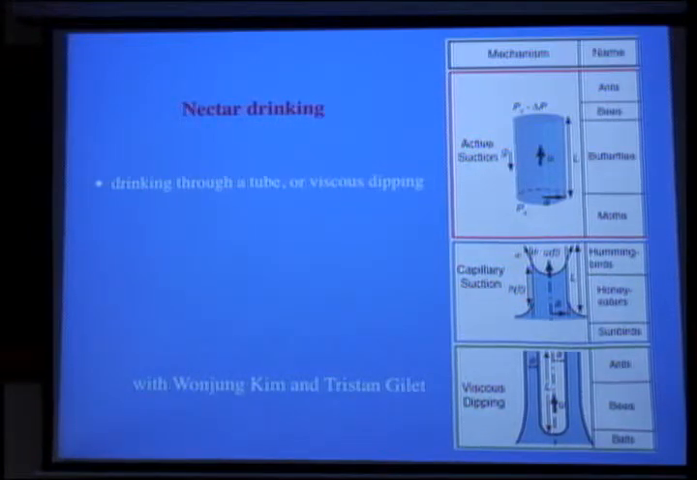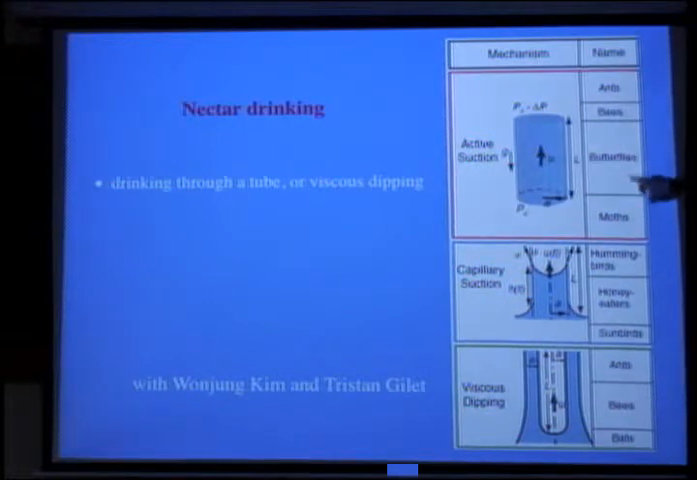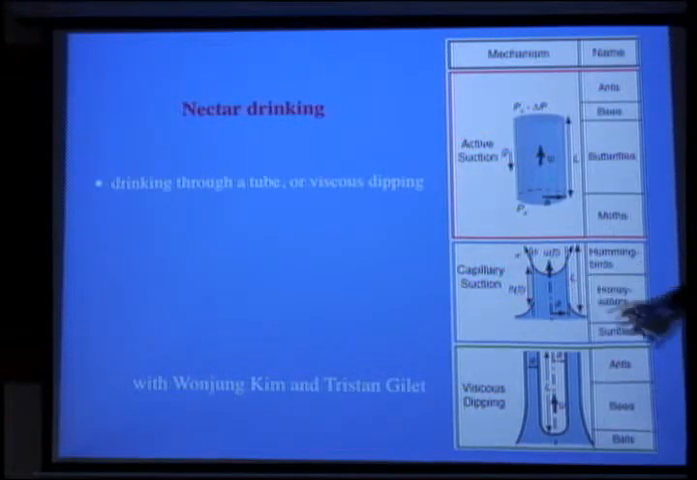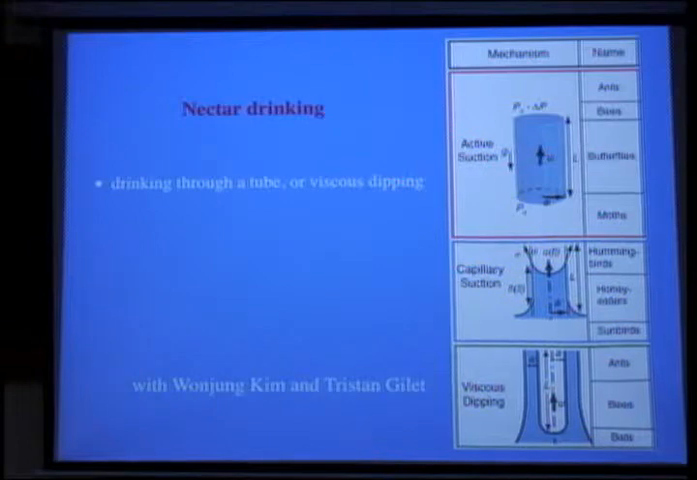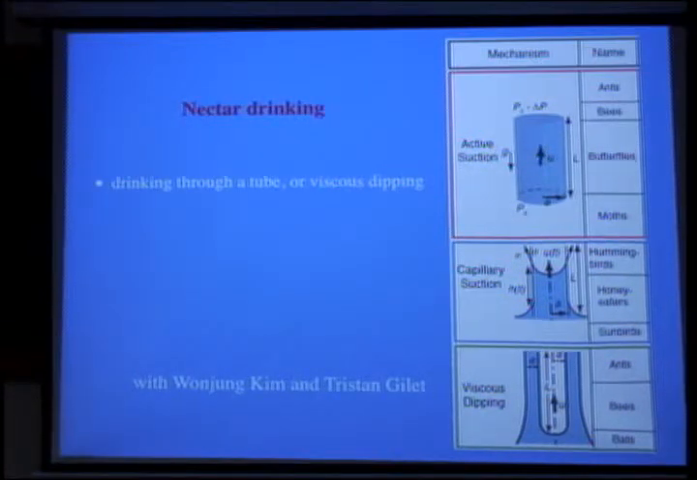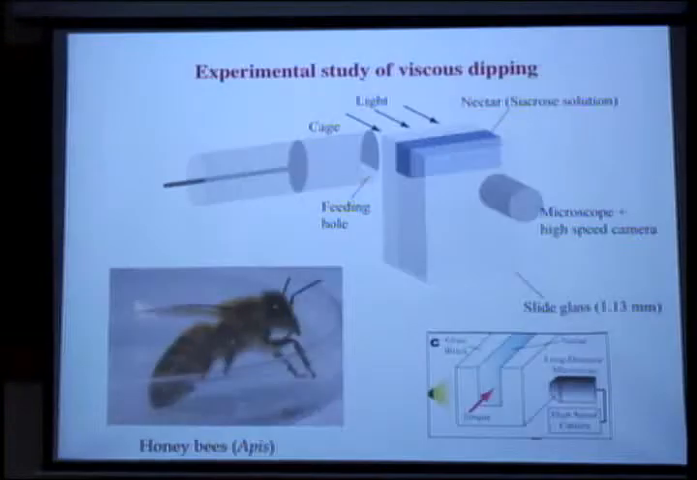There are three basic mechanisms for nectar drinking. First is active suction, where you apply a suction through a tube and draw nectar up. This is used by ants, bees, butterflies, and moths. And then there's capillary suction, used by honeyeaters, sunbirds, hummingbirds. They basically, as we just saw, dip their tongue in and fluid is drawn up spontaneously. Then they unload the fluid and continue elsewhere. And then there are some ants, bees, and bats which use viscous dipping. So they dip their tongue into the nectar and then withdraw it. Okay? And so this is kind of an interesting problem.